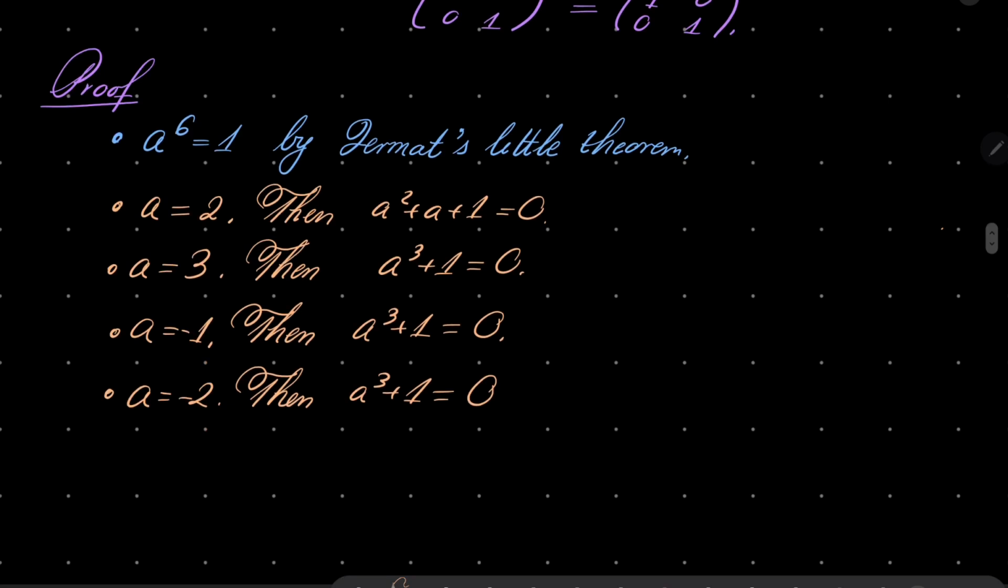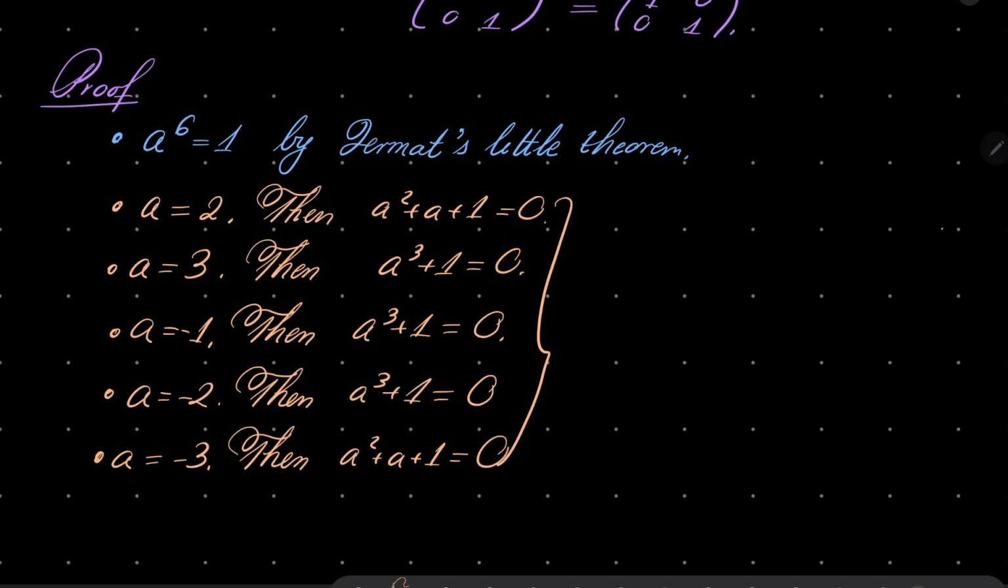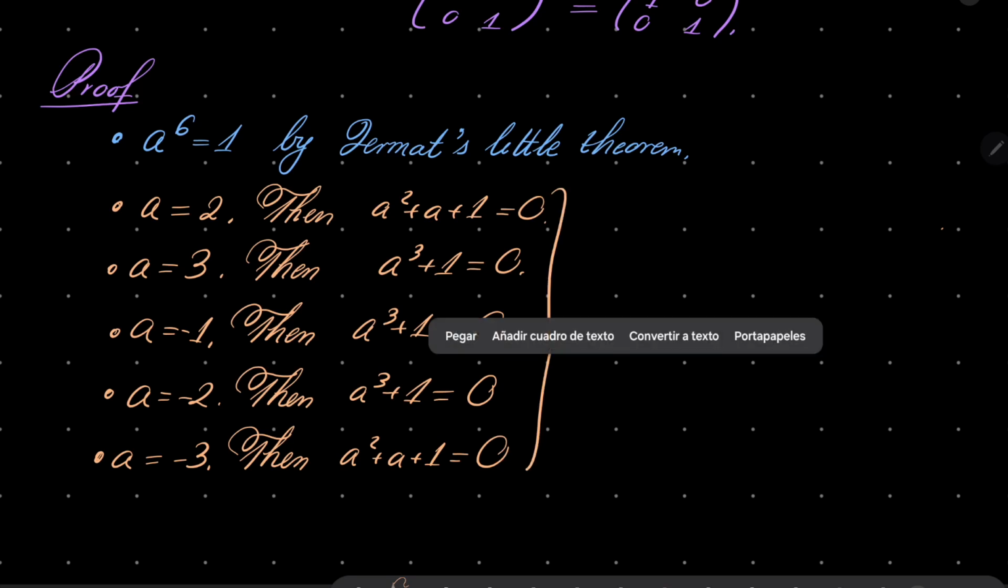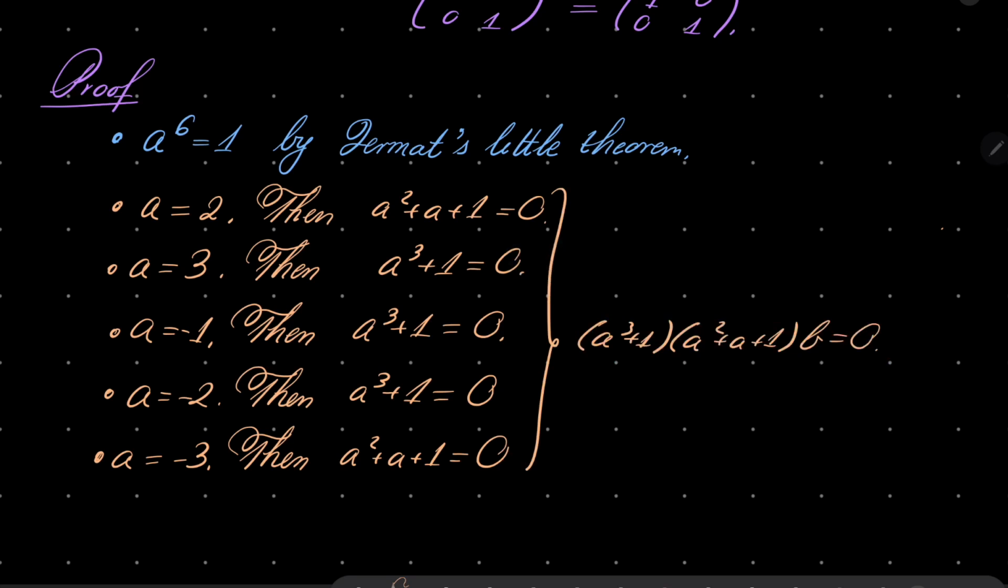And one last case, A equals minus 3. What then? Then A squared plus A plus 1 is 9 minus 3 plus 1, it's 7, 7 is congruent to 0. So in every case, each time this term of our matrix is 0, which completes our proof. Proof of our lemma.